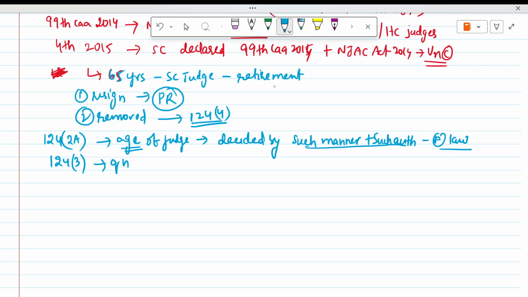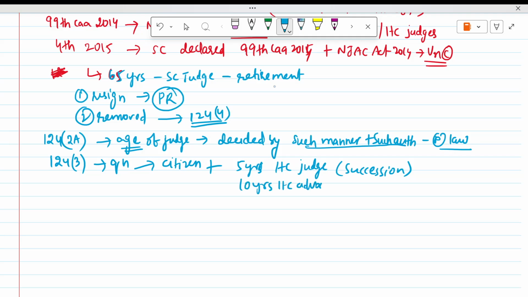Then 124 3, qualification. What is the qualification? He must be a citizen of India, plus he should have served at least 5 years as a High Court judge in succession, of one High Court or many High Courts, no issue, or 10 years as a High Court advocate in succession. This or this.